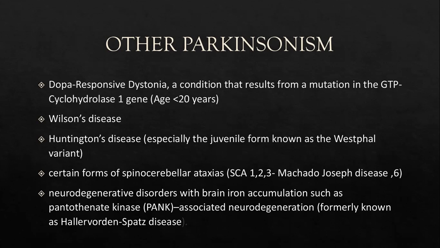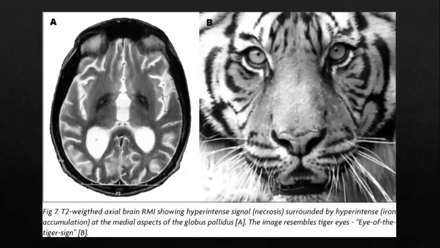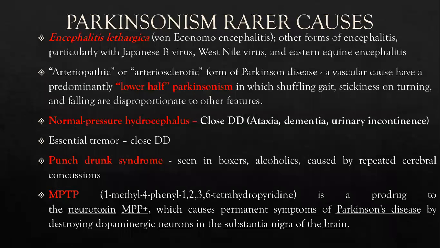It's famous for its MRI finding of the tiger eye, which is because of hyperintense signals, that is necrosis, surrounded by hypointense iron accumulation in the middle aspects of the globus pallidus. This is going to resemble the eye of a tiger. It's famous for its MRI finding, and it also can have symptoms of Parkinson's.